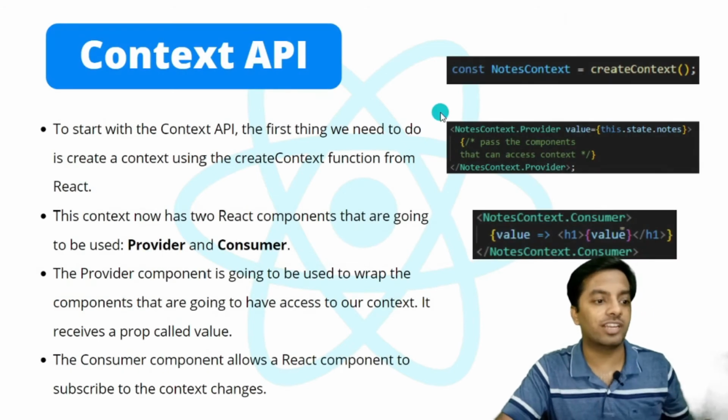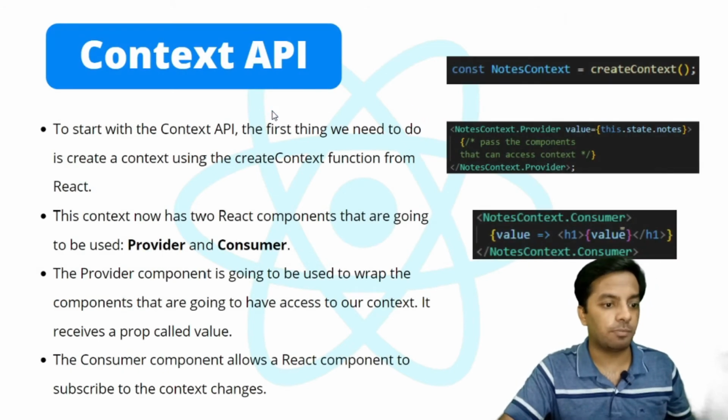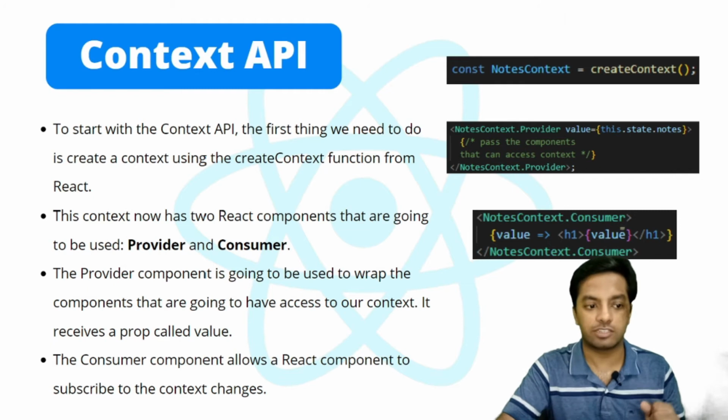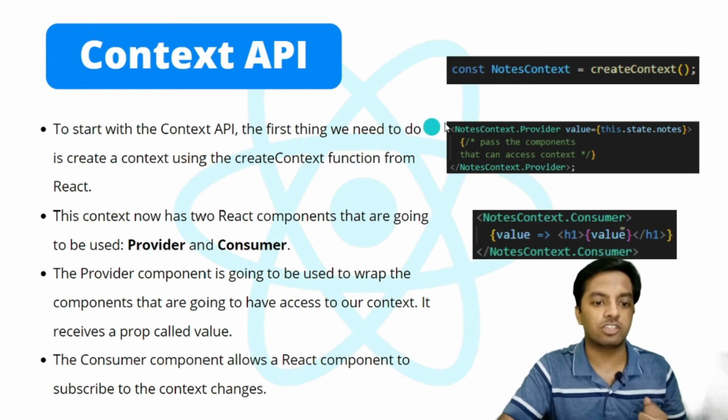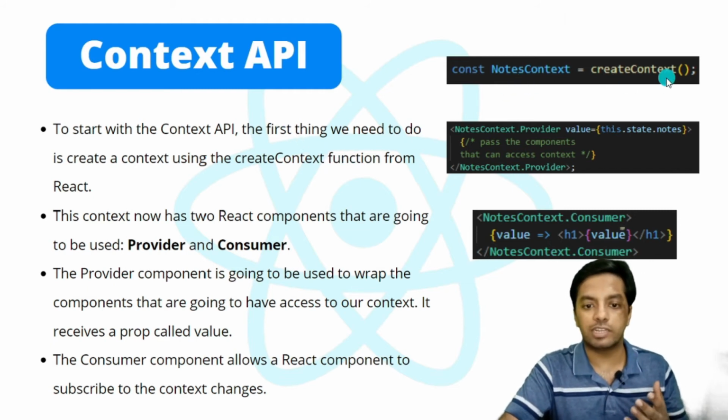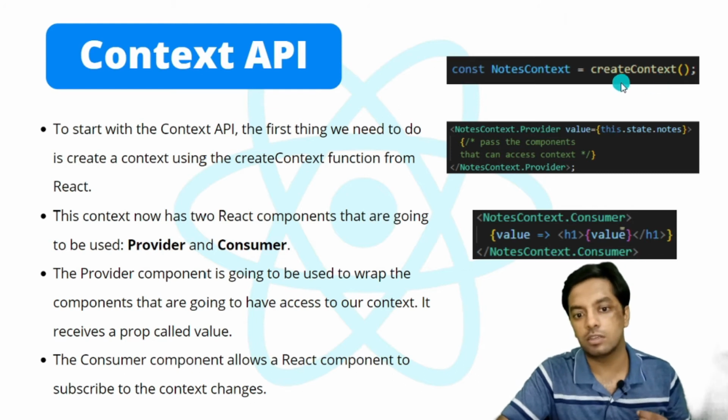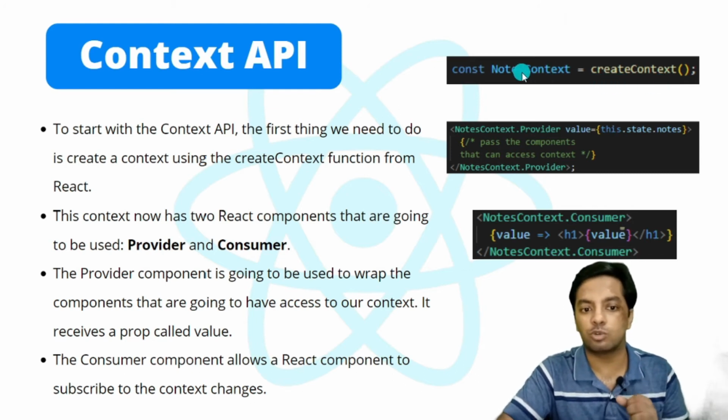So how could you use Context API? To start with the Context API, first thing we need to do is create context using the createContext function from React. So createContext is a function that React provides us. So firstly we'll create a context and store the value in a variable. Here we have nodesContext.